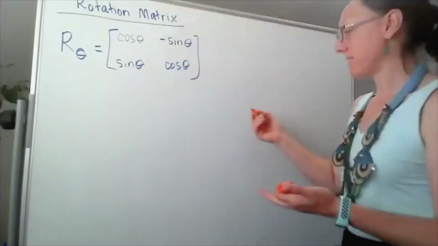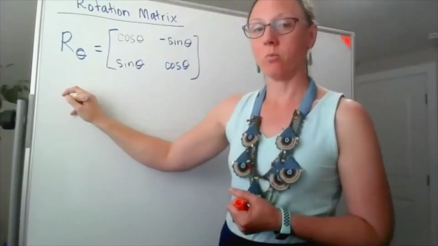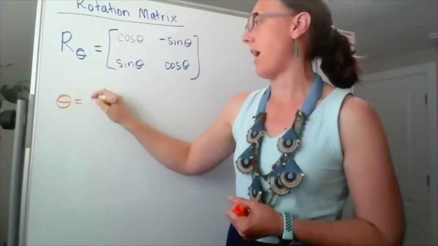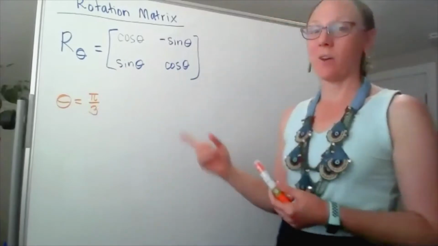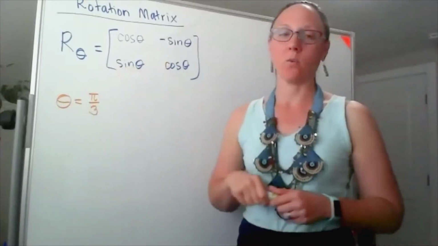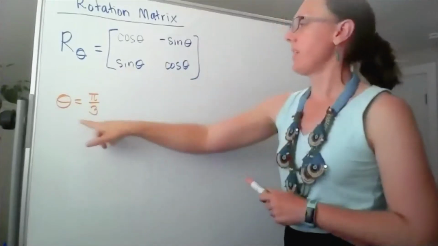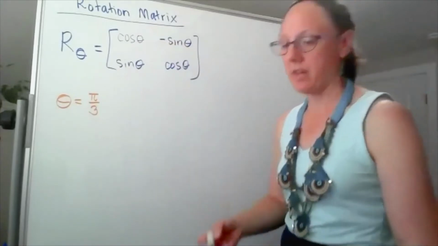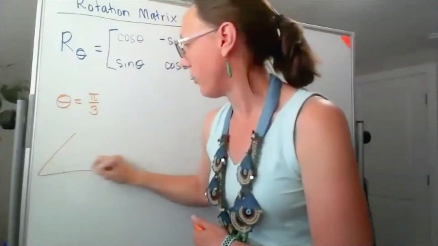Let's say that I want the transformation that's going to rotate a vector by an angle of pi over 3. I didn't say which direction this was going to rotate a vector, so let's figure it out. I'm going to need to know sine and cosine for pi over 3. So really quickly, just quick trig review.